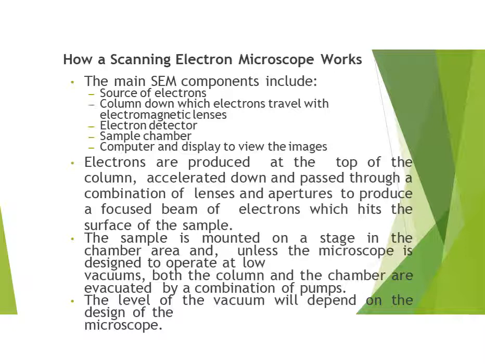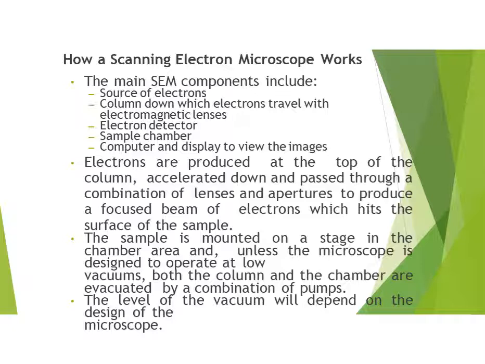So let us first define the scanning electron microscope. A scanning electron microscope is a type of electron microscope that produces image of a sample by scanning the surface with a focused beam of electrons. The electrons interact with atoms in the sample, producing various signals that contain information about the surface topography and composition of the sample. Now let us take a look at the main components of scanning electron microscope.